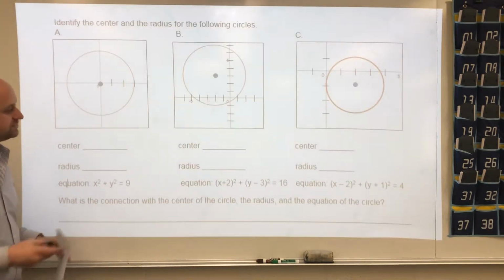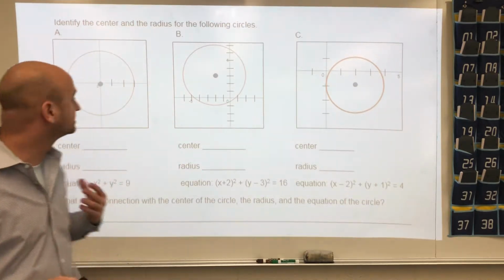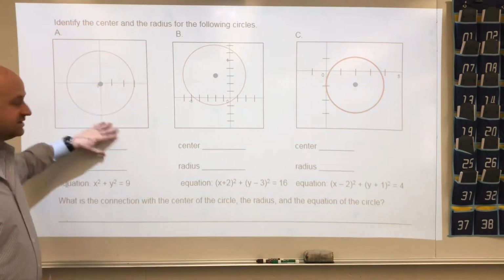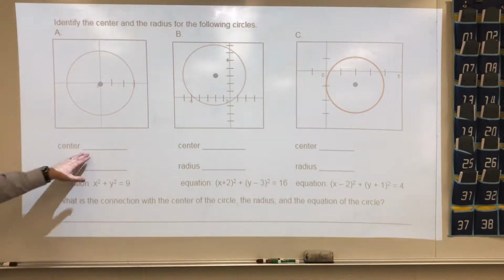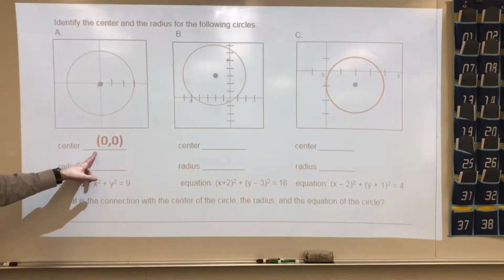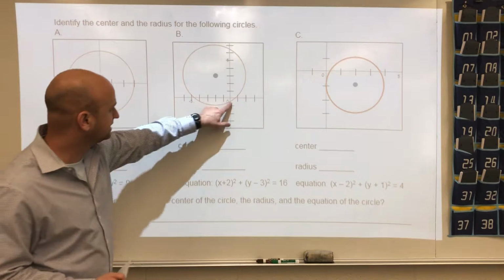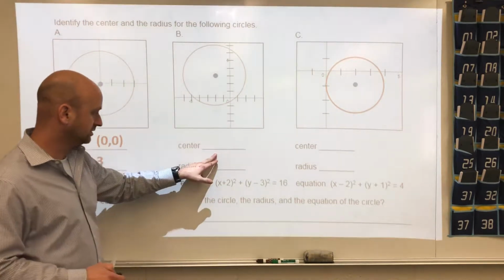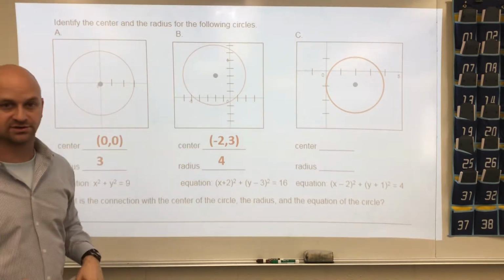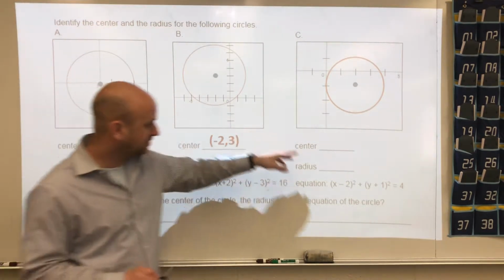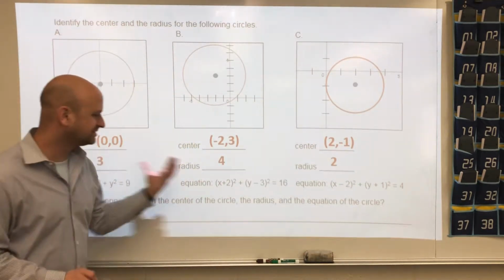All right, so we're going to kind of develop the equation of the circle. I'm not just going to give it to you right away, so we're going to work through some things. If we had graph paper and we graphed it, this is the center of the circle, and we can see that the radius is 3 units long here. So the coordinates of the center are going to be 0, 0, and the radius is 3 units. Over here, the center is -2 and 3, and the radius is going to be 4 units. We can just count the graph spaces. Over here, the center is 2, -1, and the radius will be 2 units. So how does that relate?